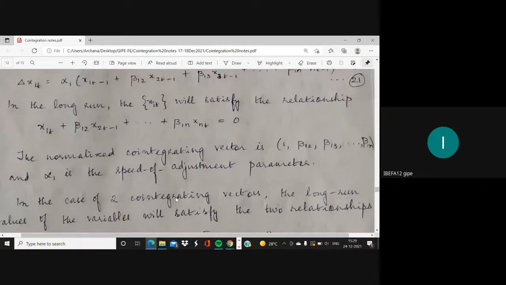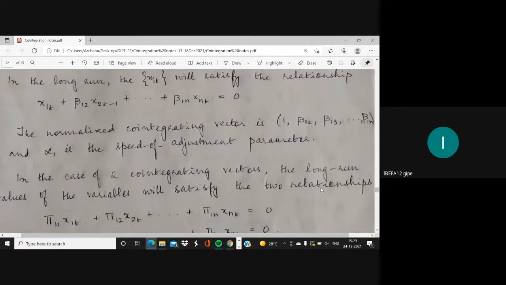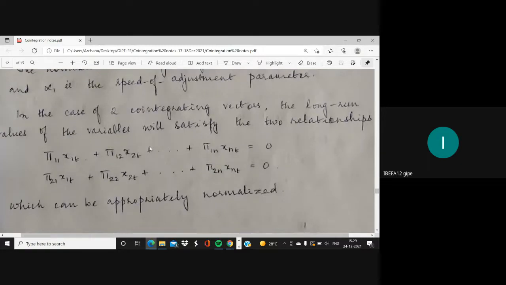Now in the case where you have two co-integrating vectors, the long run values of the variables will satisfy the two relationships, which are given by this. This will be the relationship that will be there between these variables in the long run. So that's why it's equal to 0. There's no disequilibrium at all.